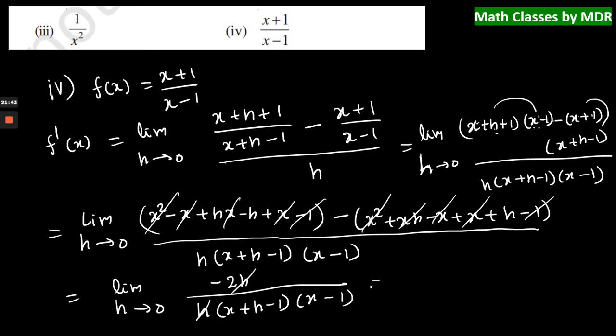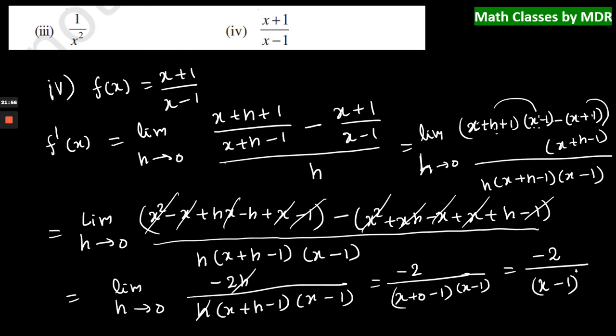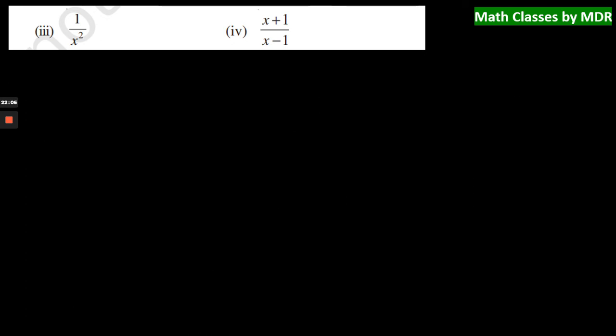So now let us substitute the value of h here. So (x plus 0 minus 1) into (x minus 1). This is nothing but (x minus 1) into (x minus 1). Therefore, the value is minus 2 by (x minus 1) whole square. That's it. Right? That is the derivative of x plus 1 by x minus 1. Now let us go to the next problem.